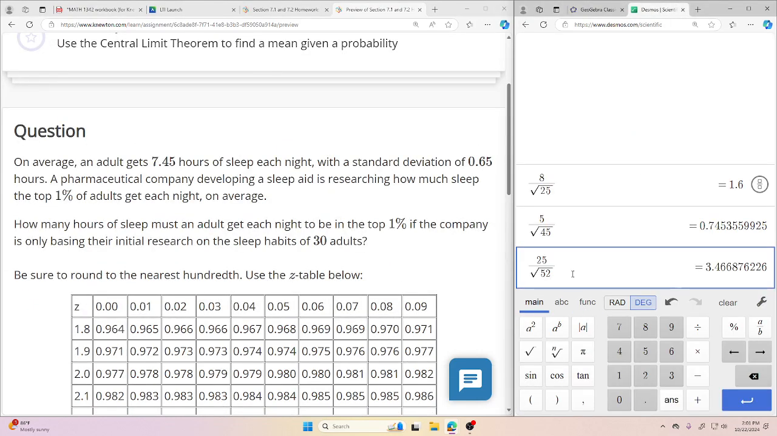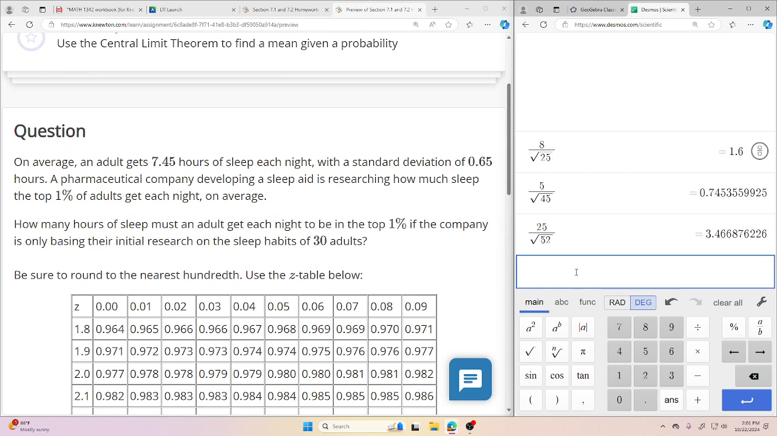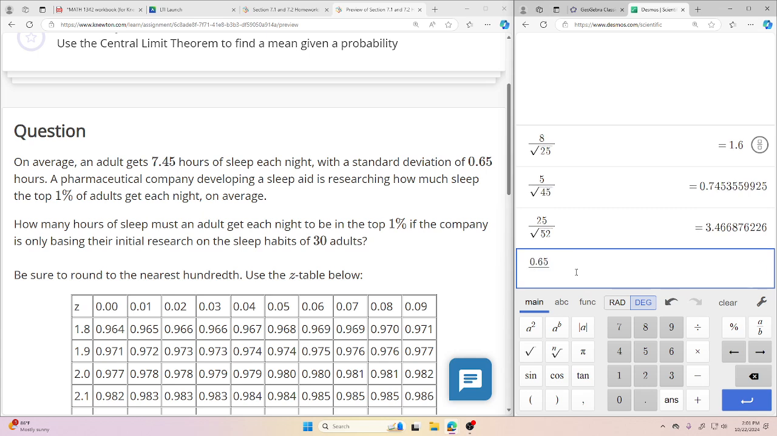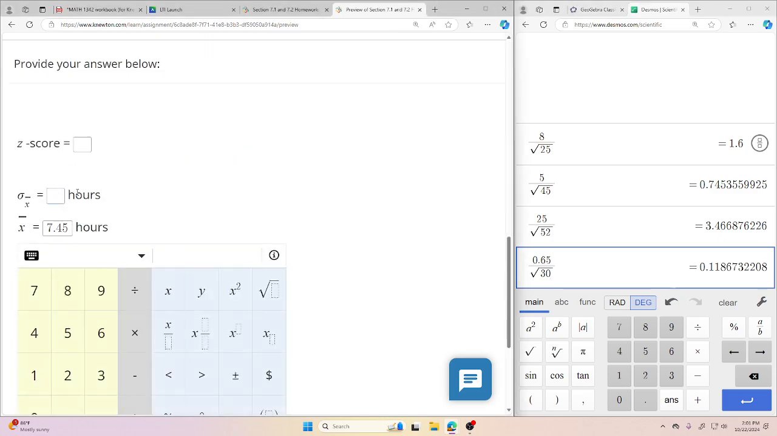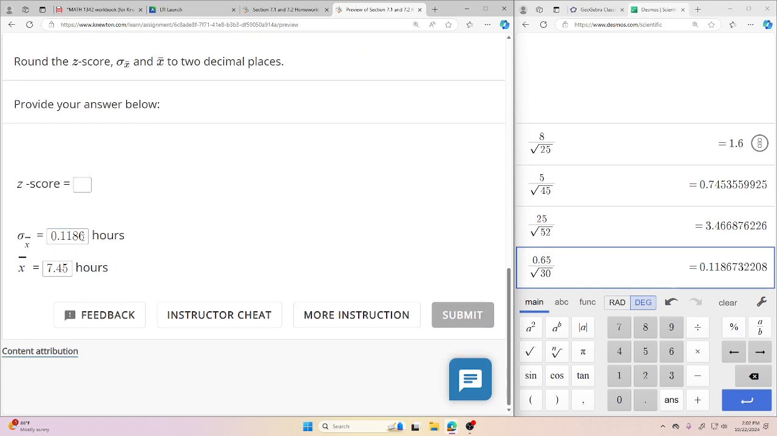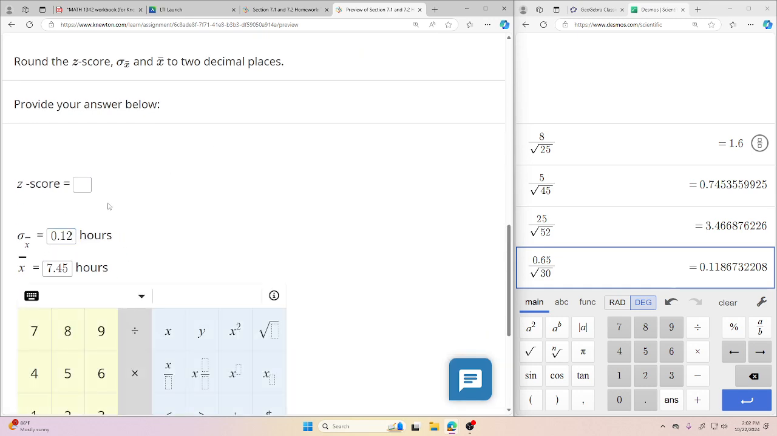Standard deviation. What's my standard deviation? 0.65 divided by the square root of 30. Very good. Okay. 0.1186. 2 decimals. Okay, and then a z-score.